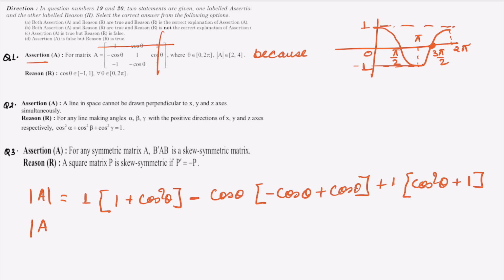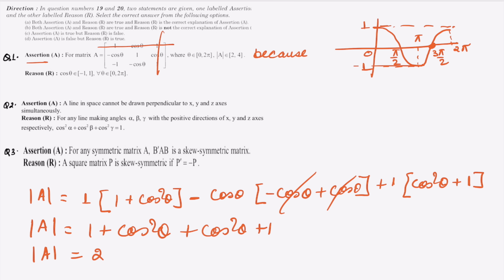So from here determinant of A is equals to 1 plus cos square theta. Now this will become 0. So from here we will get cos square theta plus 1. So determinant of A is equals to 1 plus 1, 2 plus 2 cos square theta. That is equals to 2 times of 1 plus cos square theta.